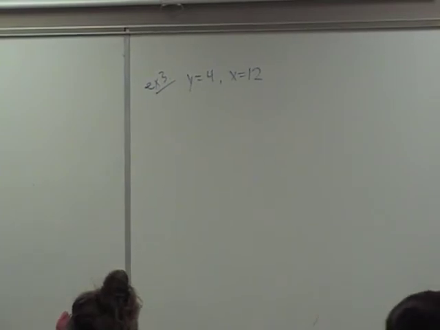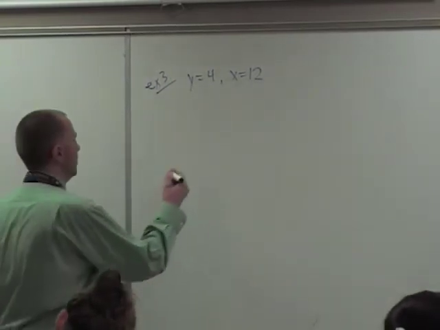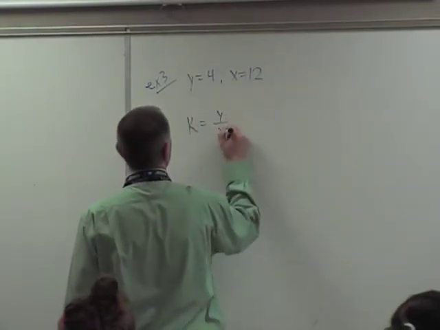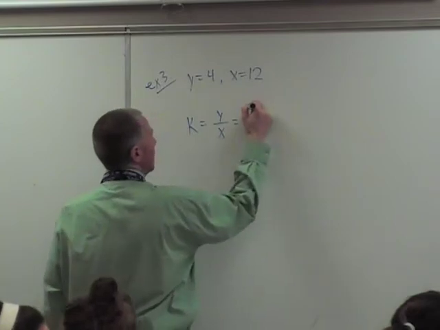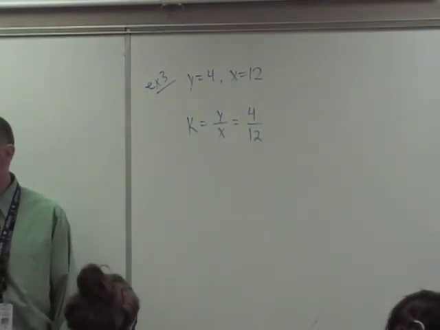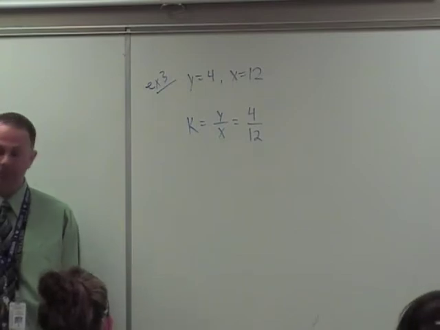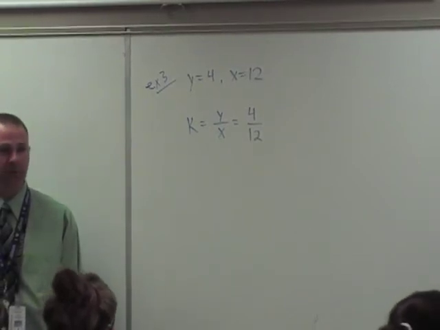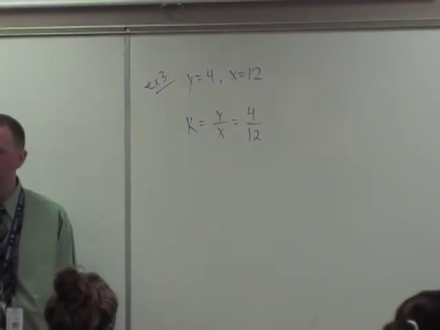Okay, so let me see a couple of mistakes. Most of you got it right. So k is y over x. Everybody watch this. That's 4 over 12. I've seen this throughout the year, and for some reason some of you want to say that that number is 3. Well, 3 as a fraction is 3 over 1.